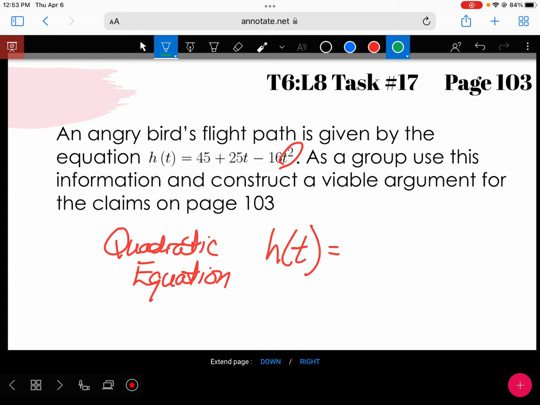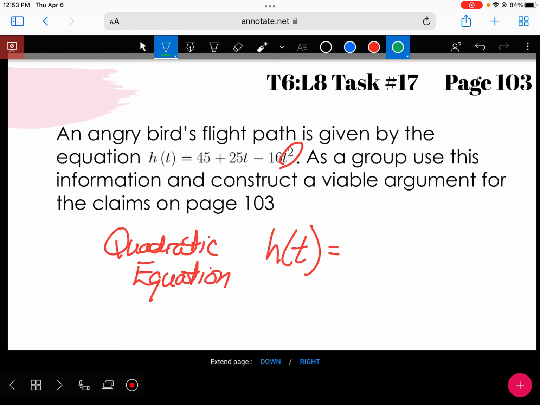Everybody get off your phones. You're going to be working in some groups, let me finish. You're going to be working in some groups very soon. How do I write standard form? I know how to do this. How do I write standard form? No.